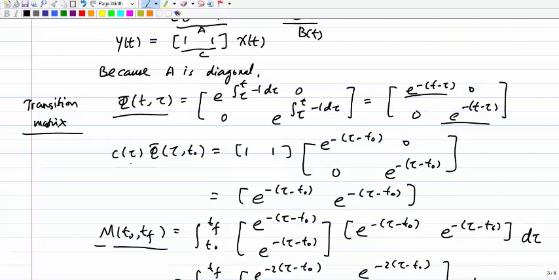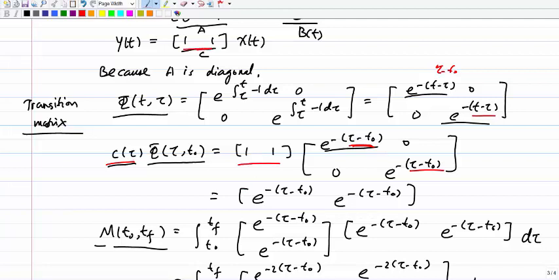The next step is we compute C(tau) times phi(tau, t0), which means I change t to tau, and tau to t0. If you change t to tau and tau to t0, I have this one, right? So it's tau minus t0, that's why I have this, that's basically the same, right? The C(tau) is given by this over here, 1, 1, so this is 1, 1, do it over there.